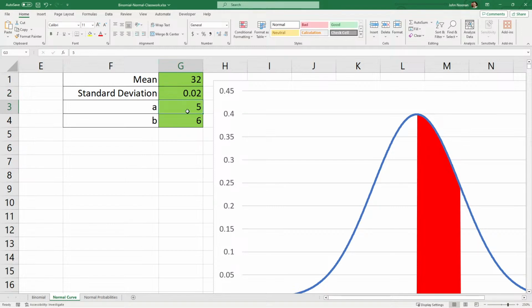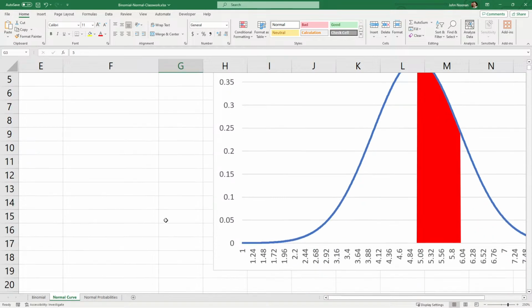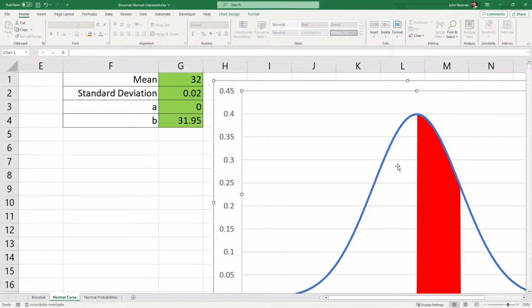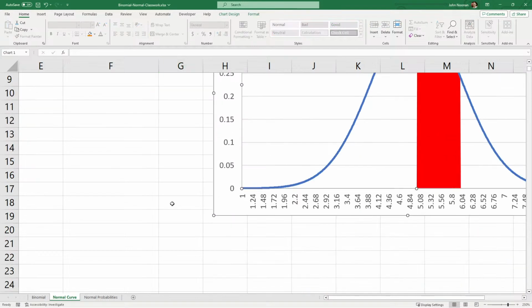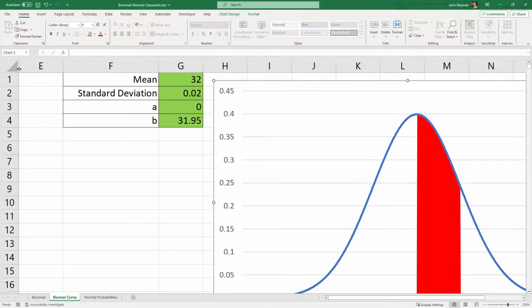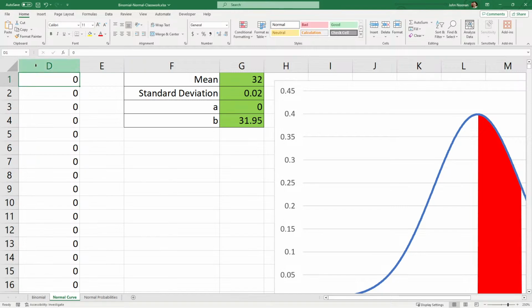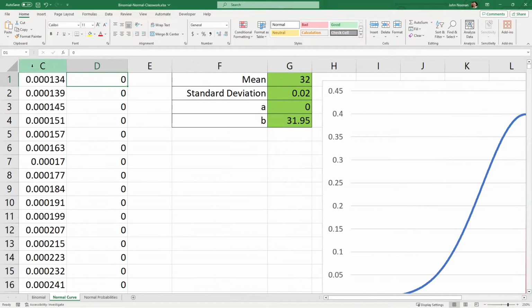Wait, why isn't this changing automatically? I don't know. Maybe it's broken. That didn't change. Okay, just a sec. A is 0. I'll explain why in a minute. 31.95. It did not change. Why did this not change? What if I hit F9? See, I've hidden some stuff over here. Did something go wrong? Let me go see what's wrong. Look, there's the numbers.